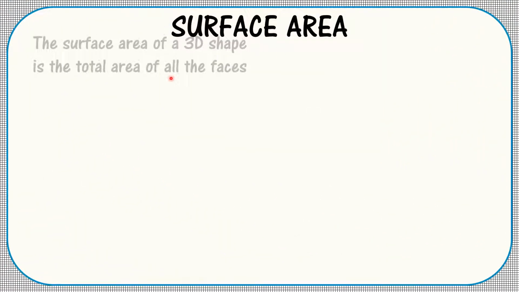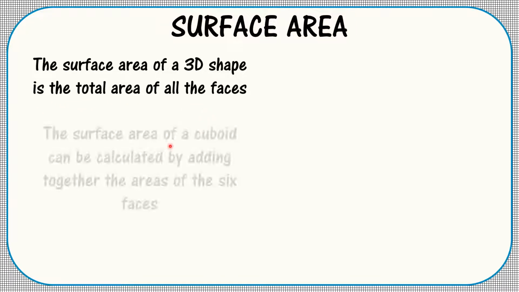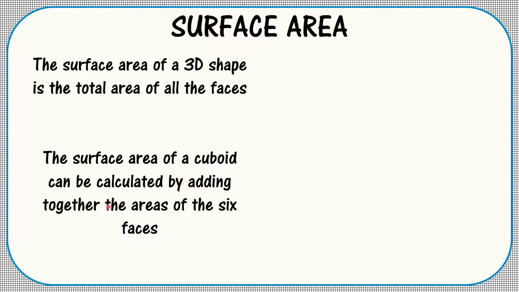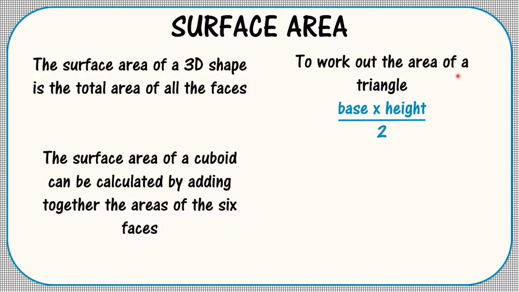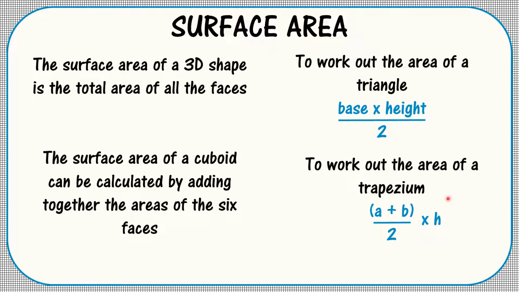The surface area of a 3D shape is the total area of all the faces. The surface area of a cuboid can be calculated by adding together the area of the 6 faces. To work out the area of a triangle, it is base times height divided by 2. And to work out the area of a trapezium, it is a plus b divided by 2 times the perpendicular height.